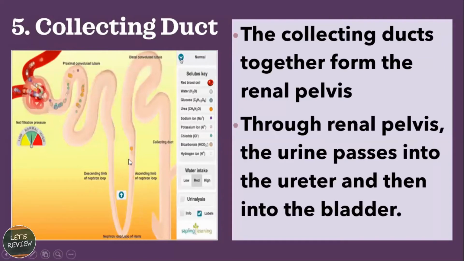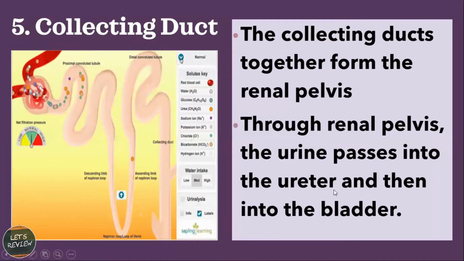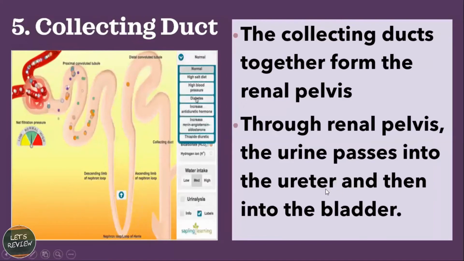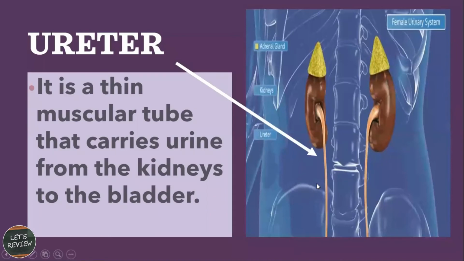So the fifth portion is the collecting duct. The collecting ducts together form the renal pelvis. Through the renal pelvis, the urine passes into the ureter, then into your bladder. So that would be the last part of your nephrons. Now we're done inside the kidney and how they filter the blood, use up the materials, and even excrete the not needed materials. So therefore, in this part, this is the ureter. It is a thin muscular tube that carries urine from the kidney down to your bladder.